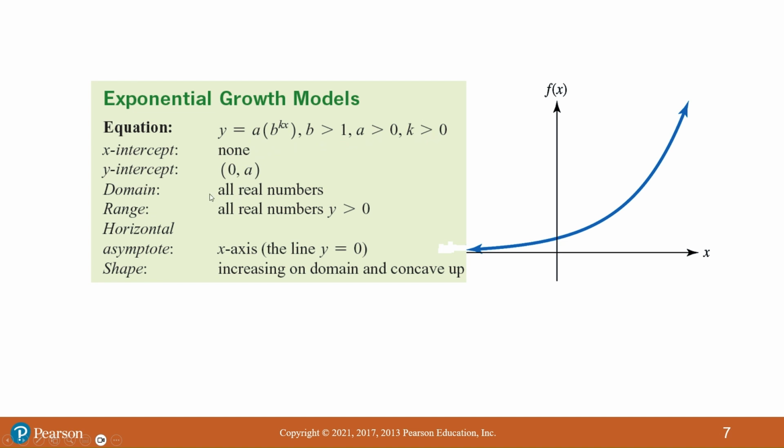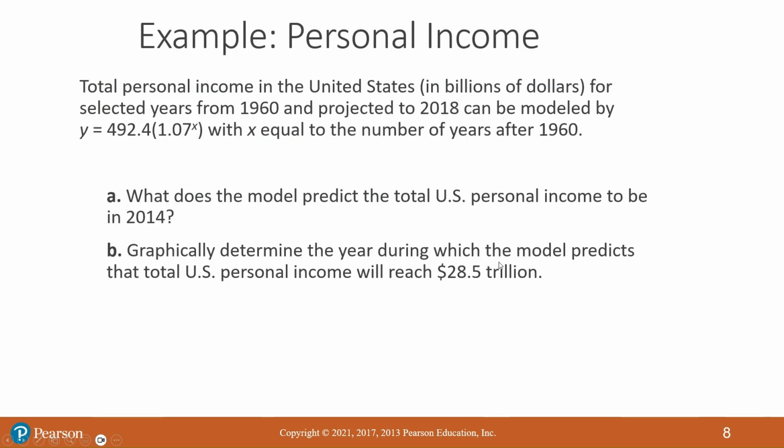The domain here is the set of all real numbers. The range is all real numbers where y is greater than 0. The horizontal asymptote is the x-axis, the line y equals 0. We have a shape of increasing on the domain and concave up.